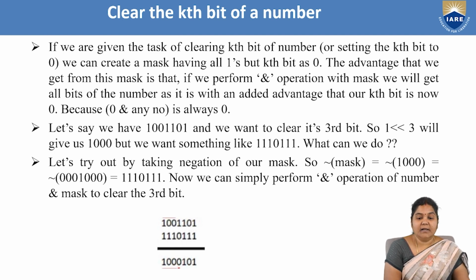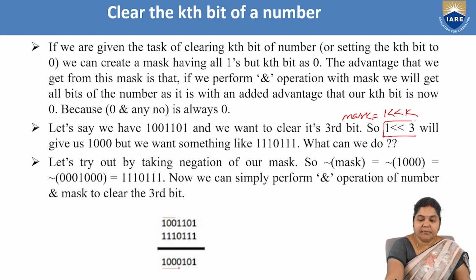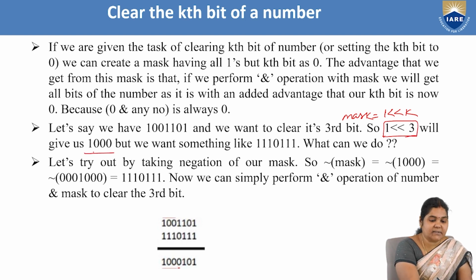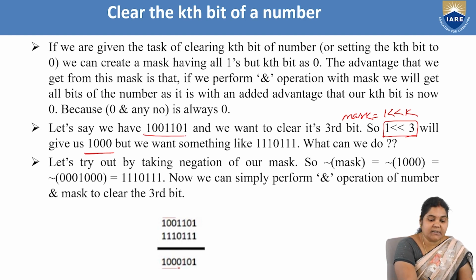First of all, we have to create a mask. How will you create a mask? If you want to clear the kth bit, we have to create a mask in such a manner that the kth bit is 0 and all remaining bits are 1. So, if you want to clear the kth bit, 1 left shift by k number of times is our mask. 1 left shift by 3 will give you a mask this much. But what do you want? What is our original number? This is our original number.